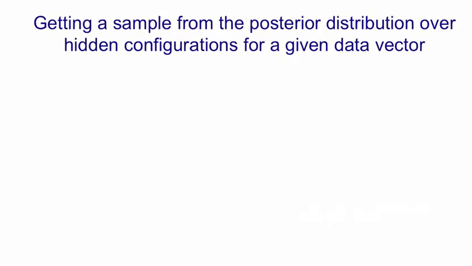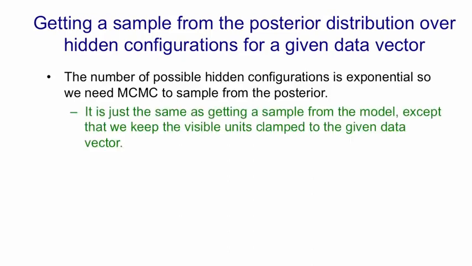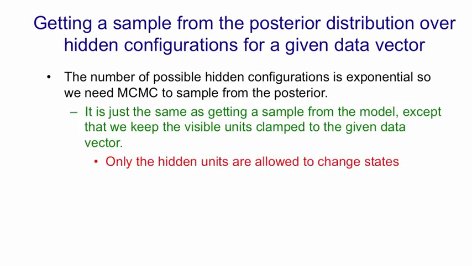That is, the probability of the sample is proportional to e to the minus the energy. What about getting a sample from the posterior distribution over hidden configurations when given a data vector? It turns out we're going to need that for learning. So the number of possible hidden configurations is again exponential. So again we use Markov chain Monte Carlo. And it's just the same as getting a sample from the model, except that we keep the visible units clamped to the data vector we're interested in. So we only update the hidden units.